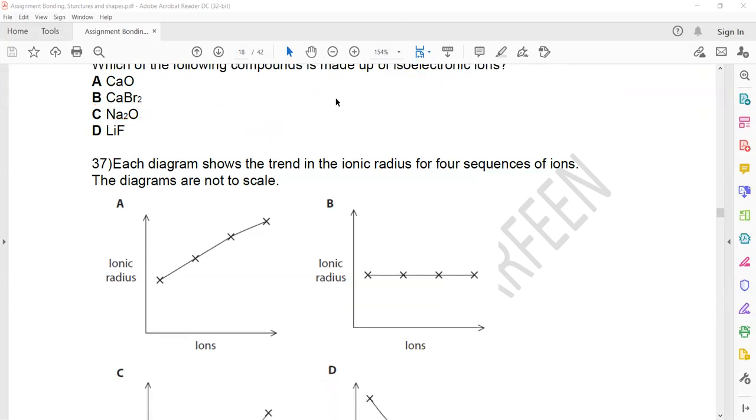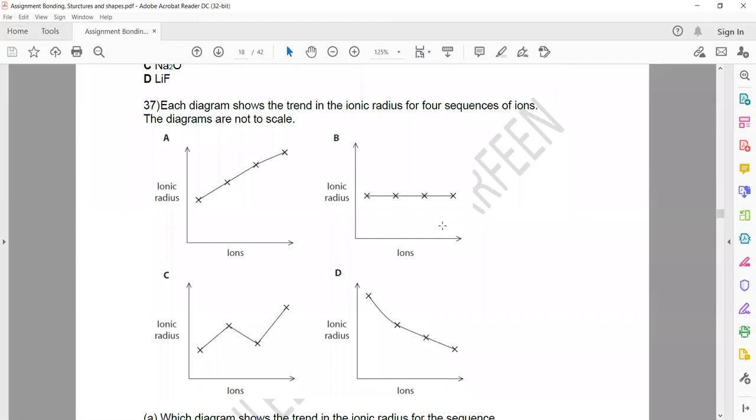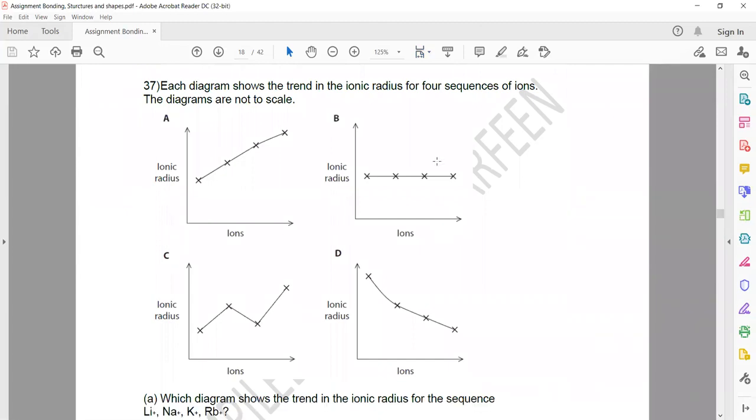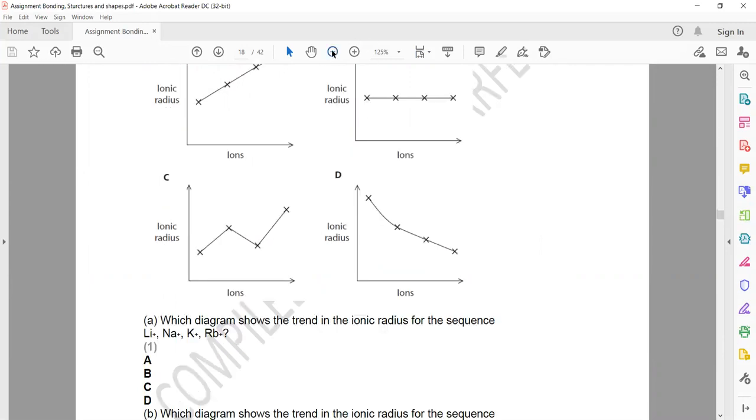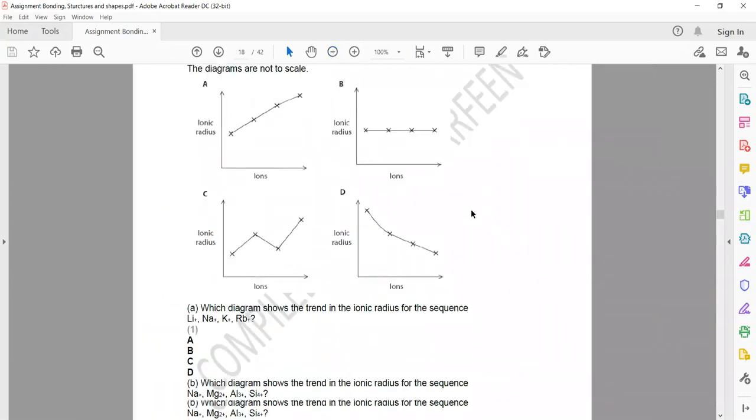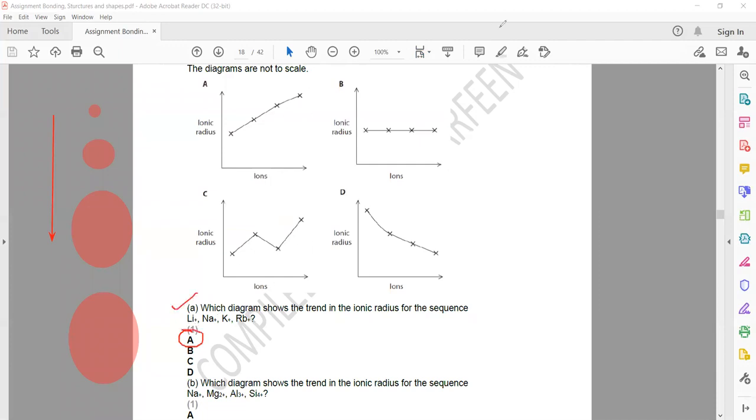Each diagram shows a trend in ionic radius for a sequence of ions. The diagram is not to scale. So we have to select which diagram shows a trend of ionic radius for sodium, lithium. Going down the group, the size increases. So as the size increases, which of them is showing an increase in size? A is a graph which is showing an increase in size. So for the first one, A is the right answer.